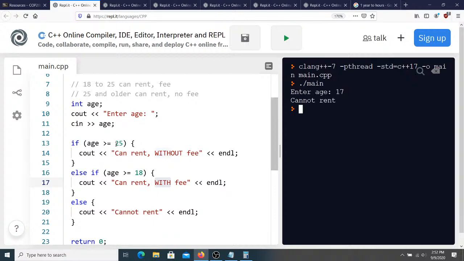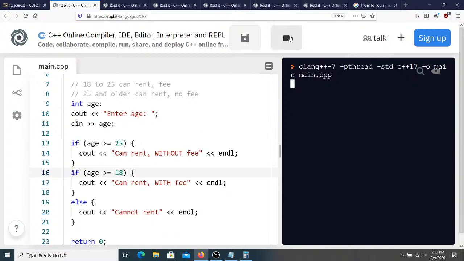So the next question related to this: why do I even need this if, else if stuff? Why can't I just do a bunch of if statements? So let's do this. Don't change your code because I'm going to change it back. Now if I enter in 26, we're in this weird situation where it printed both things. It's like in this weird state where I can rent with and without the fee.